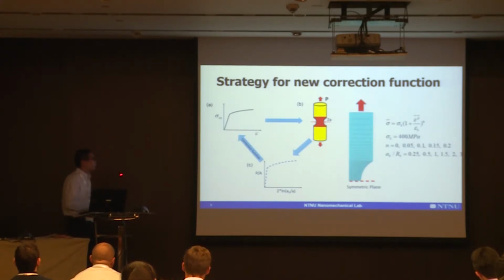We run numerical analysis with this axisymmetric model, and we assume that the material follows this power law hardening rule. The yield stress of this material is 400 megapascal. And the hardening exponent n here ranges from 0 to 0.2. For n equal to 0, this material represents a perfectly plastic material. And the notch geometry here is defined by the ratio of A0 over R0. A0 is the minimum cross-section radius, and R0 is the initial notch curvature radius. The ratio ranges from 0.25 to 3.